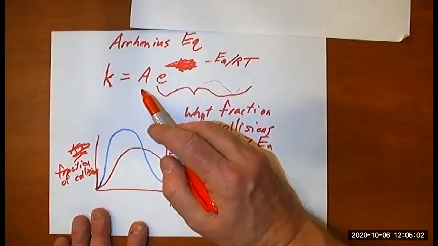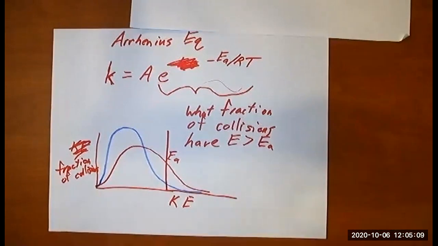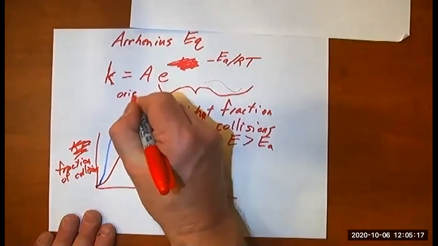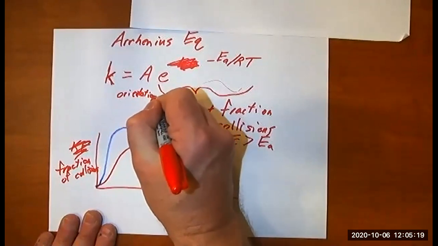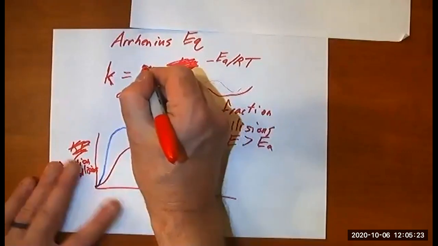This other part of the Arrhenius equation is basically telling you everything else about the collision, how effectively it can happen. The example that I used in this case was orientation. So A here is called the frequency factor.